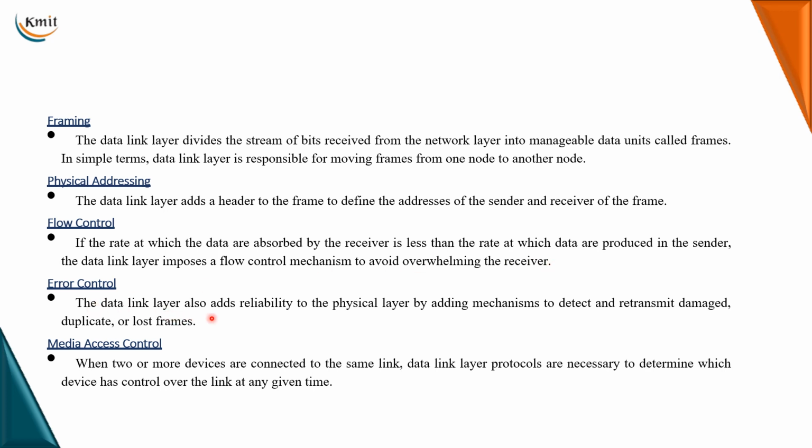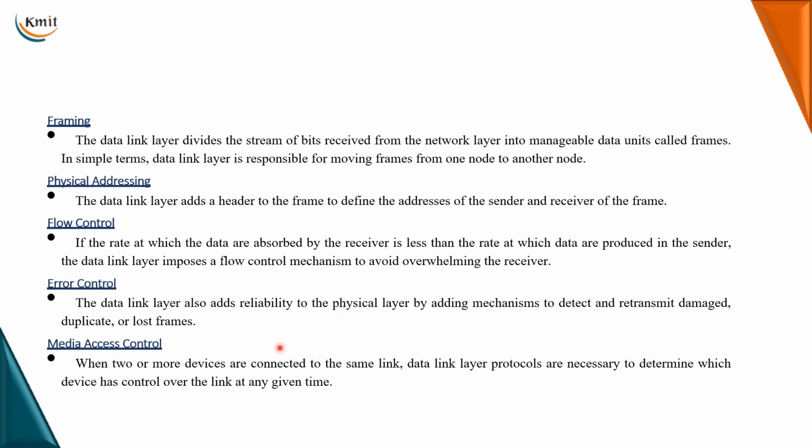Error control. Error control is, as I have already told you, that the data link layer transforms the raw transmission facility into an error-free link. How? By doing error control. By doing error detection and error correction, the data link layer transforms the raw bit stream into a reliable link.